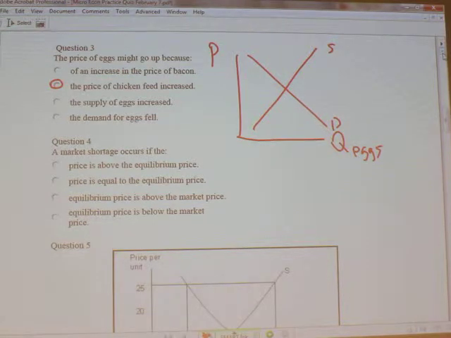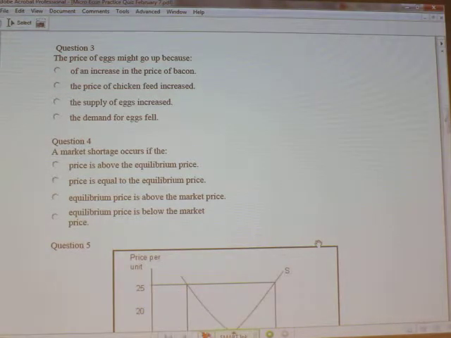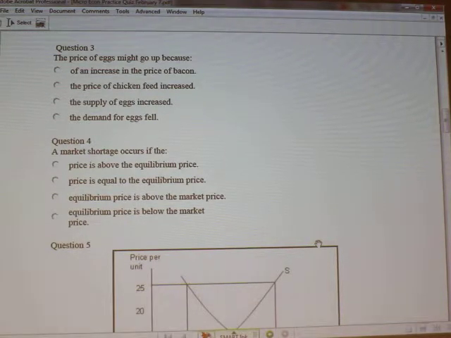Yeah? Demand should be different if the price of eggs might go up if the because wasn't there. Like right now we're saying if the chicken feed price increases, then the price goes up for eggs. What if it was the other way around? I'm not sure I understand the question. So if the demand for eggs fell because the price of eggs might go up, right? It could be the other way.